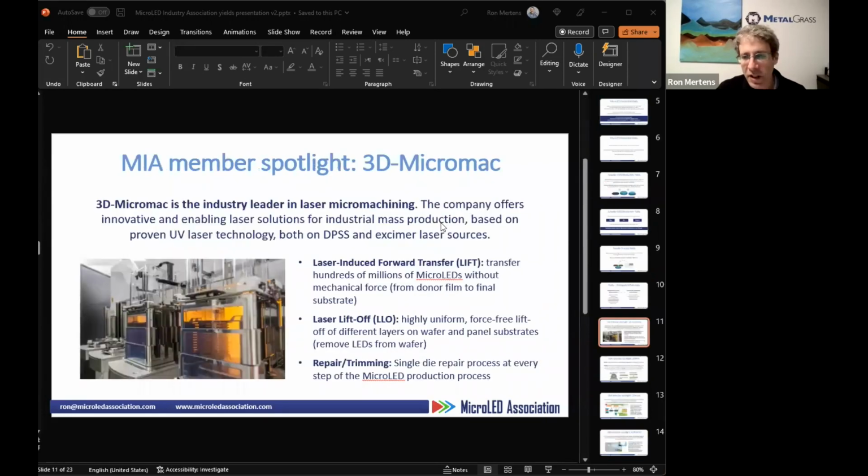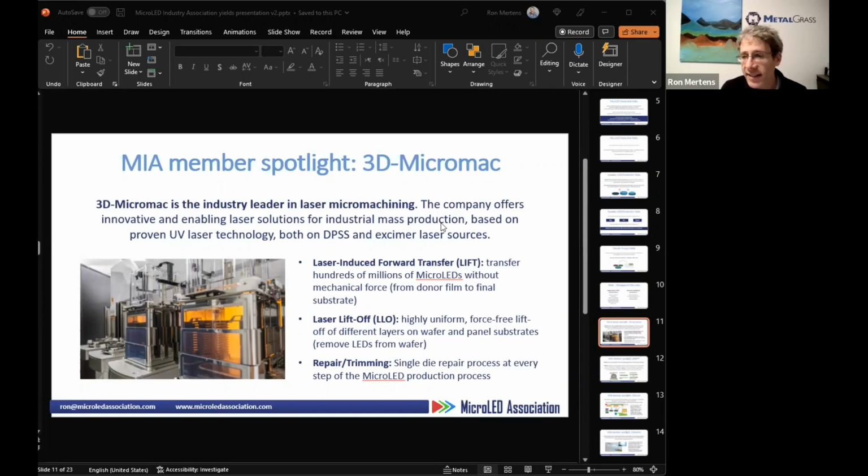So I think by now we finished the overview of micro-LED production and yield issues. Now we want to take a few of the latest technologies being offered by MicroLED Association members that help to solve this issue. We're going to do this alphabetically. The first one is 3D Micromac.